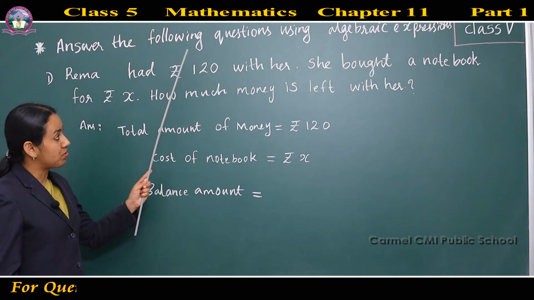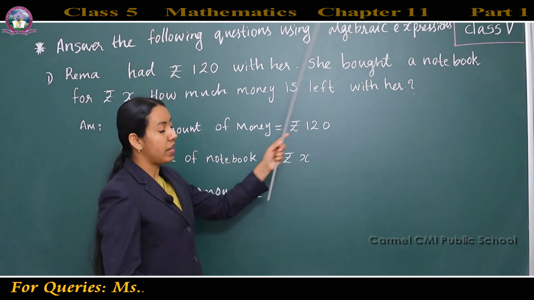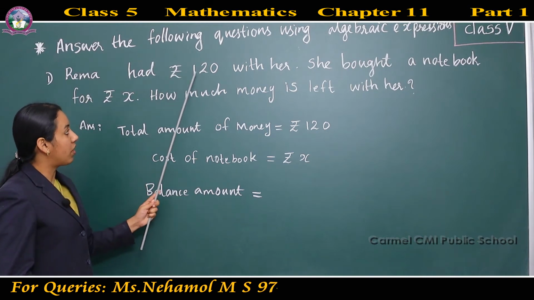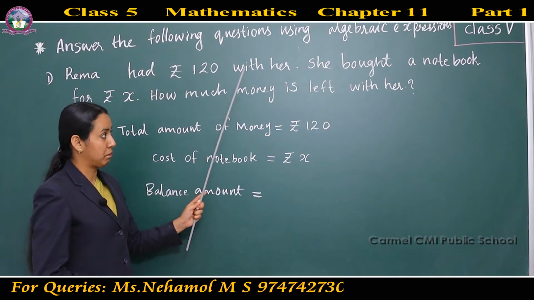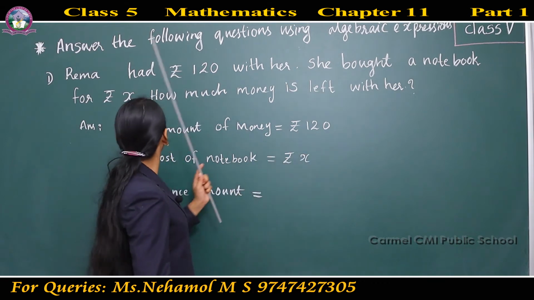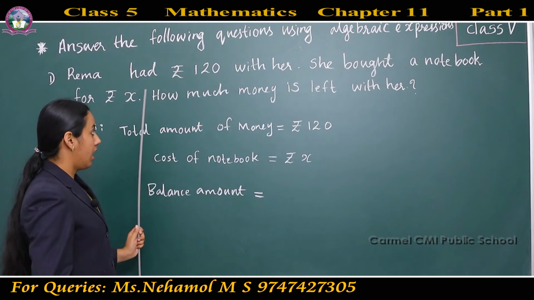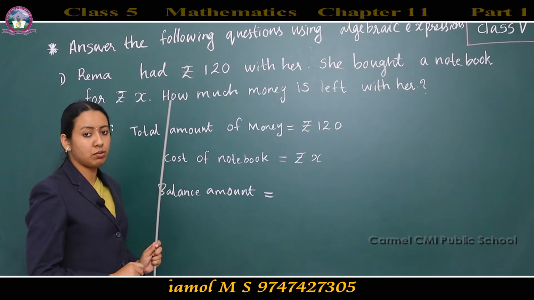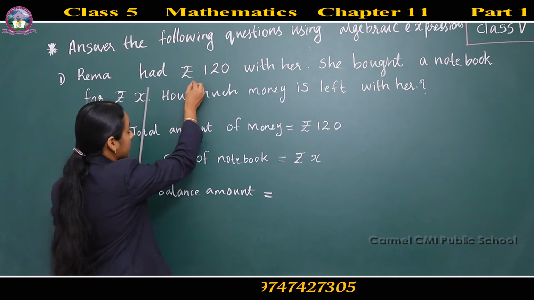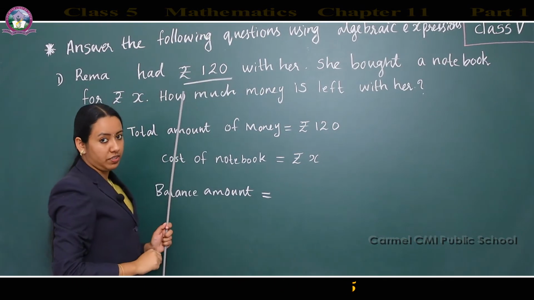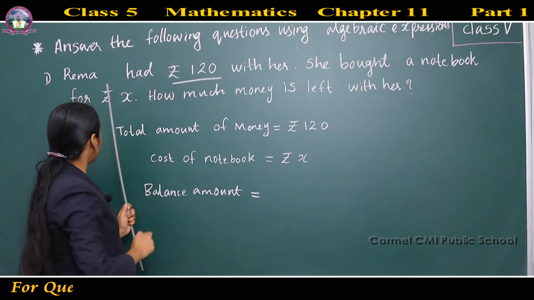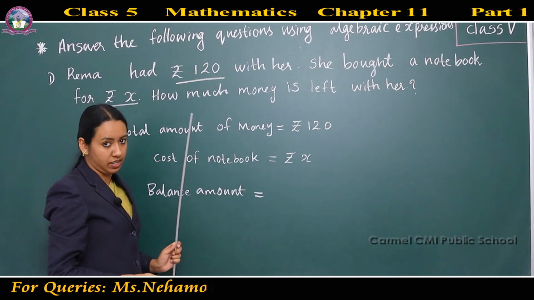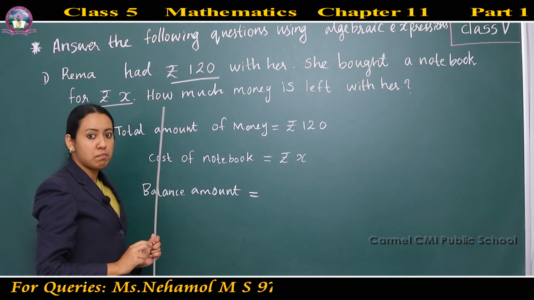Answer the following questions using algebraic expressions. First one, Rema had rupees 120 with her. She bought a notebook for rupees x. How much money is left with her? What is the question? Rema had rupees 120 with her. She bought a notebook for rupees x. How much money is left with her? That means we have to find the balance amount.